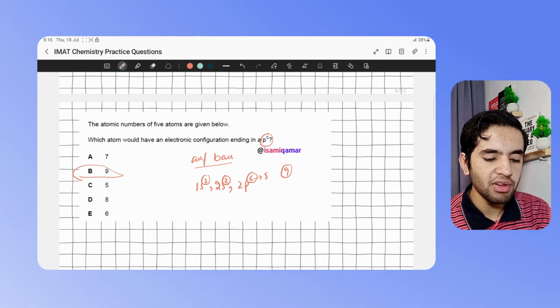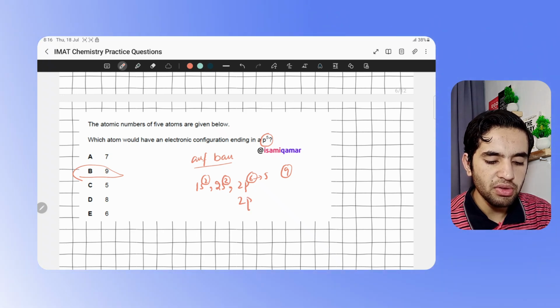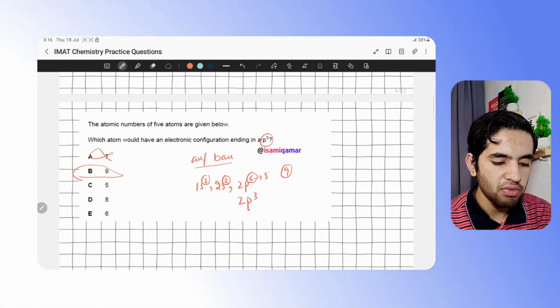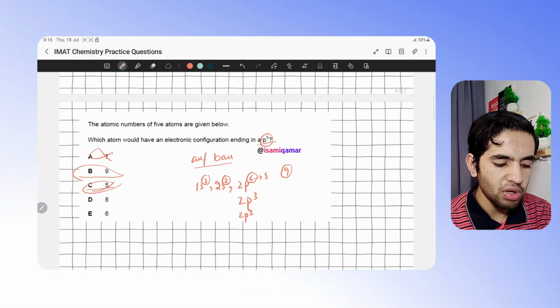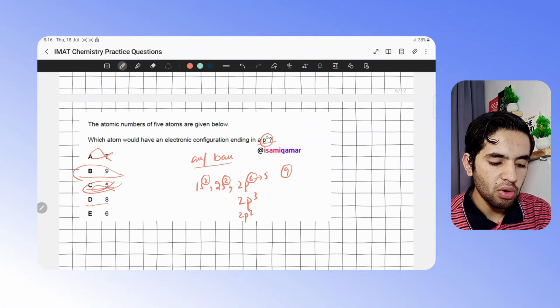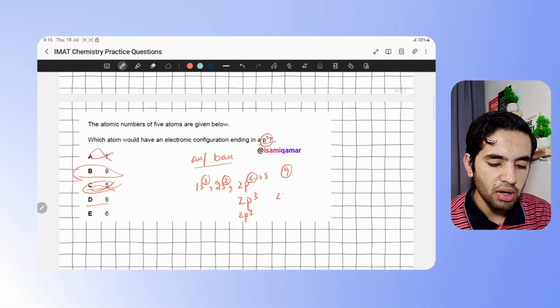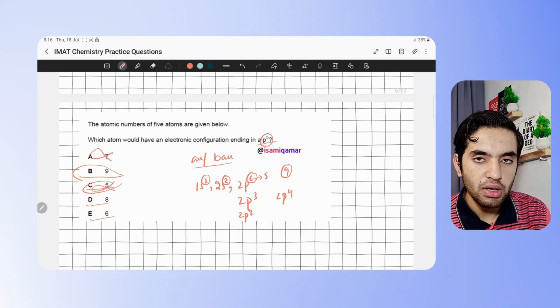For 7 it will be 2p3, so it is wrong. We need 2p5, and for 5 it will be 2p1, so it will be 2p1. So we don't want that either. And for the next one it will be 8, so for 8 it will be 2p4. Okay, 2p4. And for 6 it will be 2p2, so it is wrong.